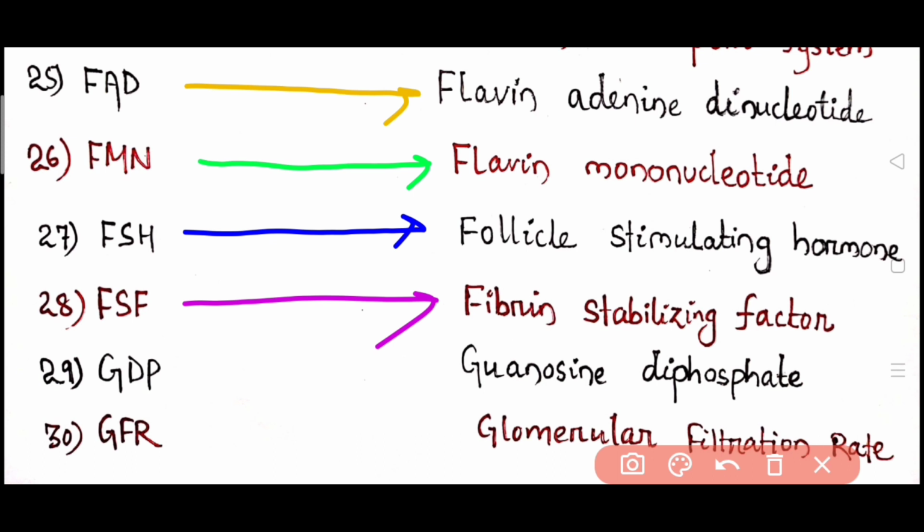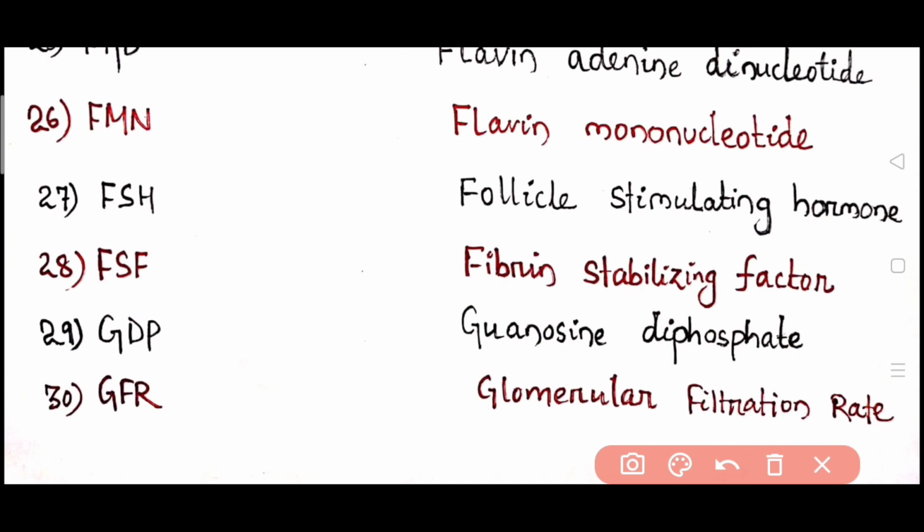Then GDP. The full form of GDP is guanosine diphosphate. Then GFR. The full form of GFR is glomerular filtration rate. It refers to the amount of blood filtrated by kidneys glomerulus per unit time. And by this test, we can check how well the kidneys are working.